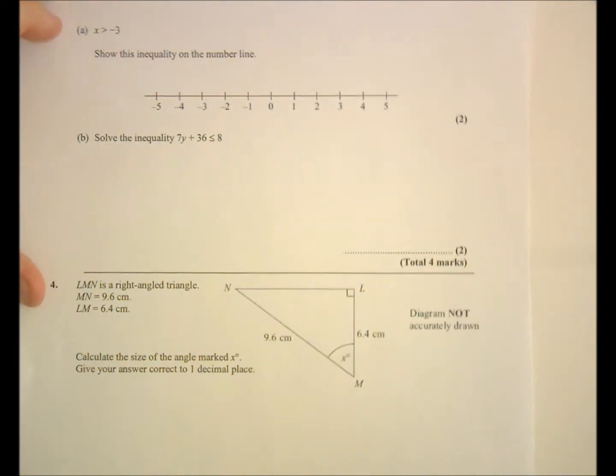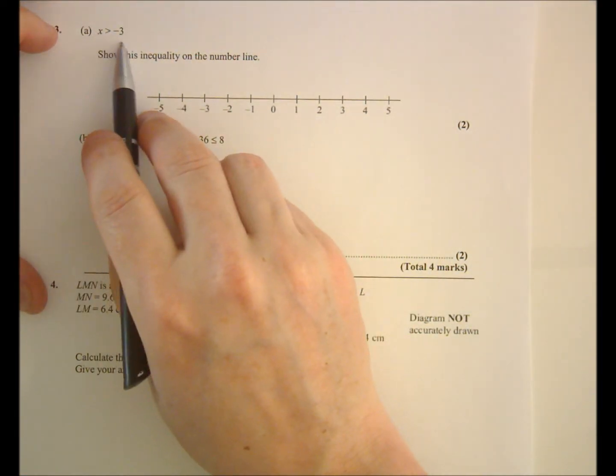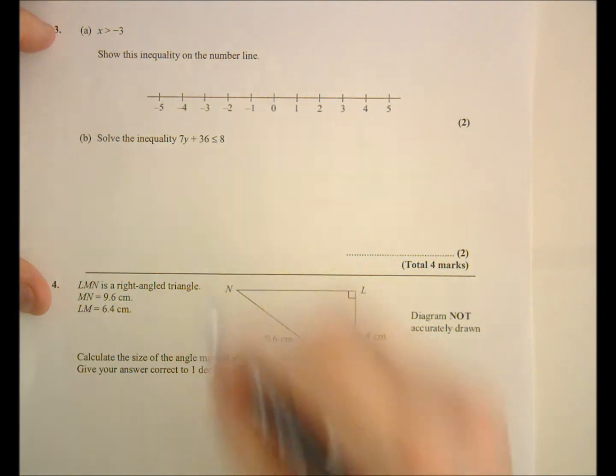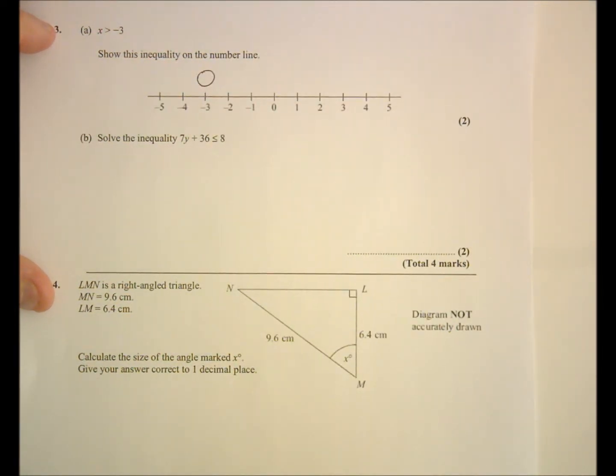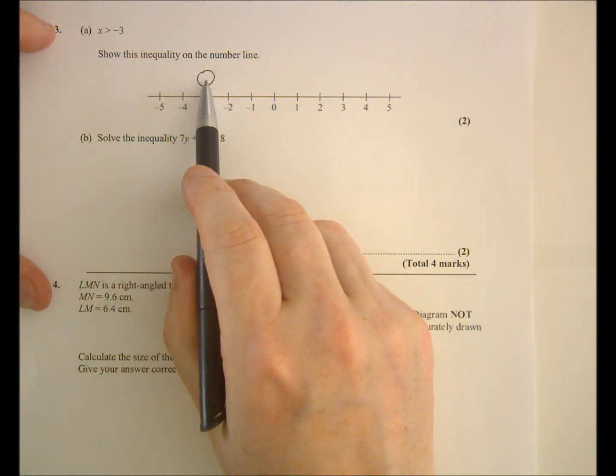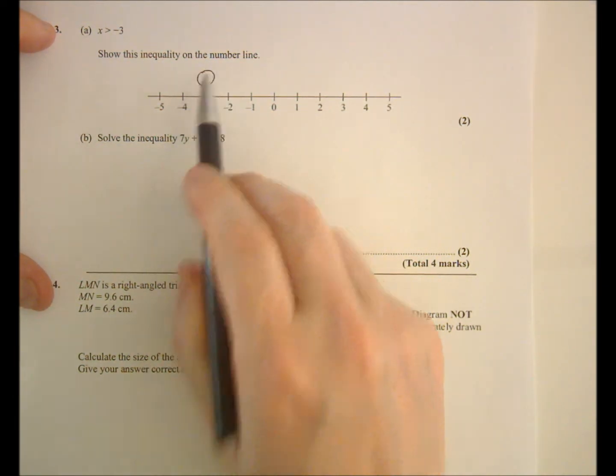So we come on to question 3 now. X is greater than minus 3. Show this inequality on a number line. You can see minus 3 is obviously the key number in play here, so a circle drawn at minus 3. If you shade that in, you lose the first mark. If you leave it unshaded, it's worth 1 mark.